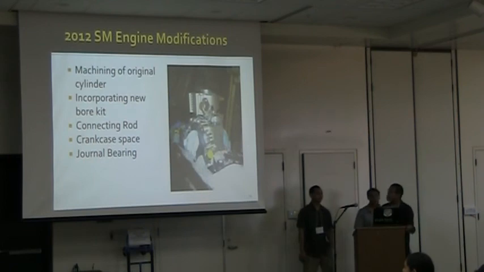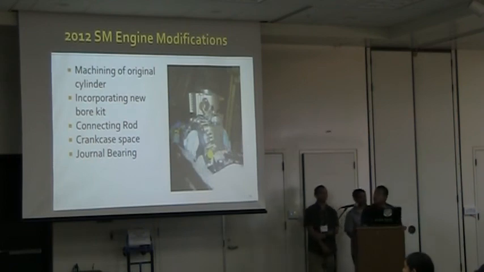So the engine modifications that we did: we needed to machine the original cylinder of the stock Briggs & Stratton engine that everyone received for the competition in order to incorporate the new bore kit that we purchased. A connecting rod needed to be made, as well as a crankcase spacer and a journal bearing.